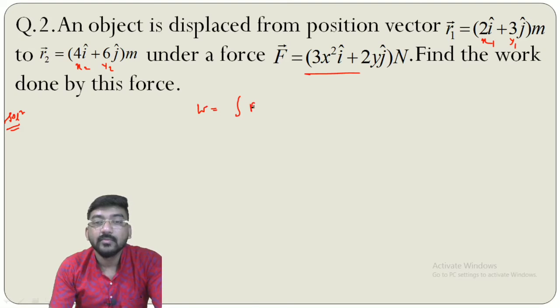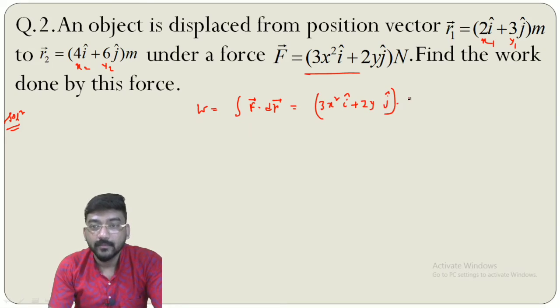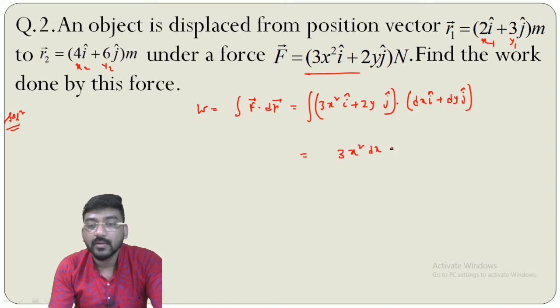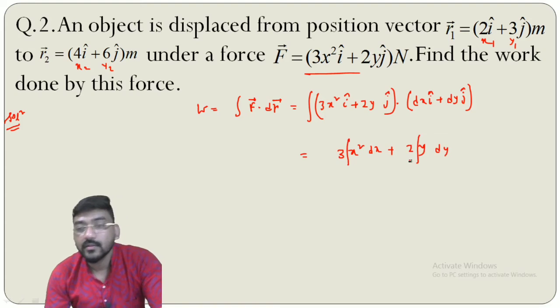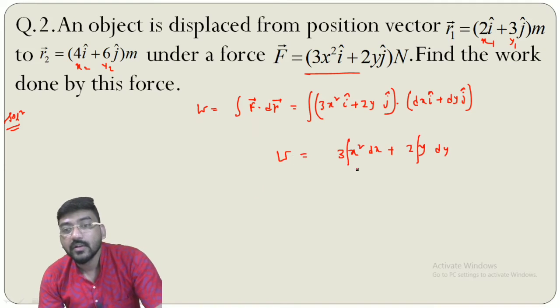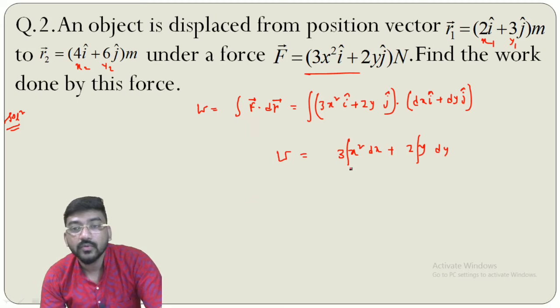The W is equal to integration F dot dr. We have this kind of situation. So here F is 3x square i cap plus 2y j cap, dot dr, meaning dx i cap plus dy j cap. So this is the integration. It will be just 3x square dx plus 2y dy. So now you have to put the integration. This is W. Now x varies from 2 to 4, so the limit will be 2 to 4, and y varies from 3 to 6.